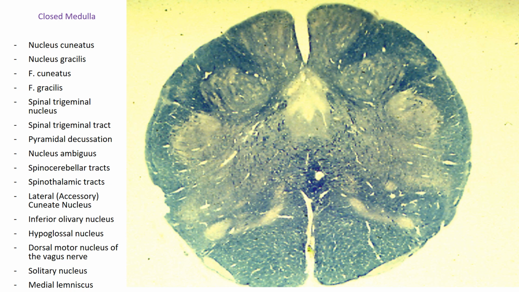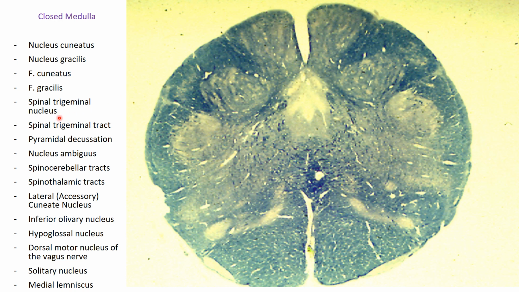Now, going up just a little more superiorly, we're still in the region of the closed medulla. Let's go over some of the same structures that we just talked about. In the midline of the closed medulla, that's where you're going to have your nucleus gracilis. Then you're going to have your nucleus cuneatus a little bit more laterally. Then you have the fasciculi that are associated with each one. So that would be your gracile fasciculus more medially and your cuneate fasciculus more laterally.